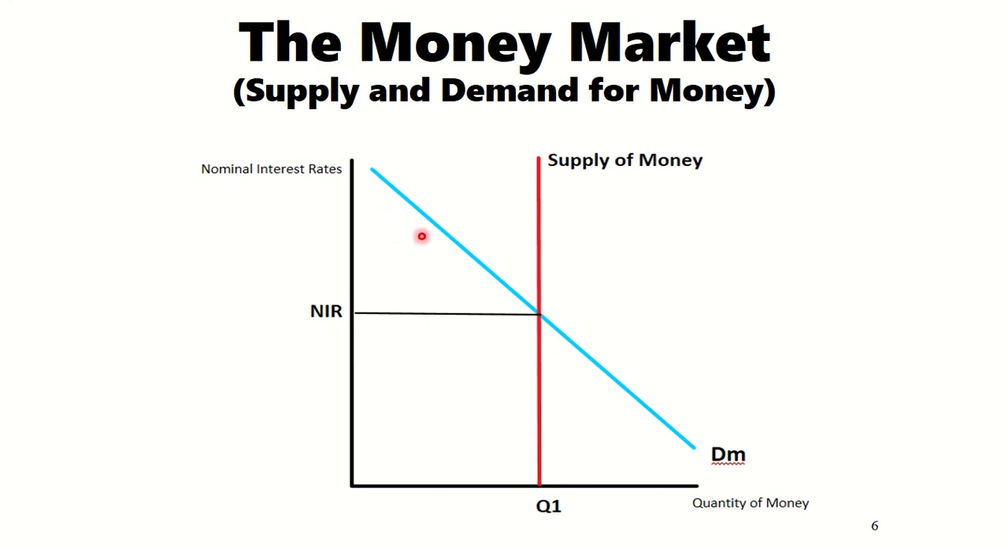So we have our downward sloping demand curve. This is very familiar to us. We have a negative, inverse relationship here between the quantity of money demanded and our interest rates. I always tell students that the interest rate is basically the price of borrowing money to buy things. If the price to borrow money is high, then you're not going to borrow money.